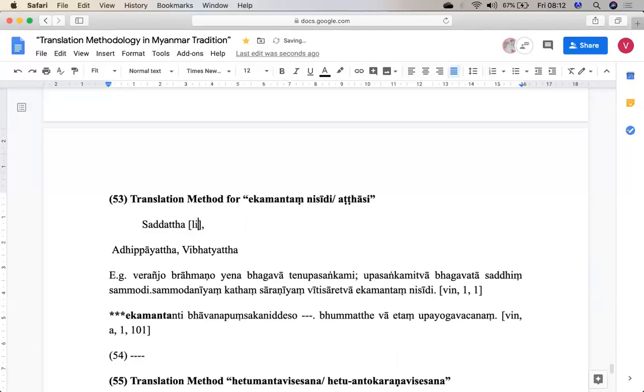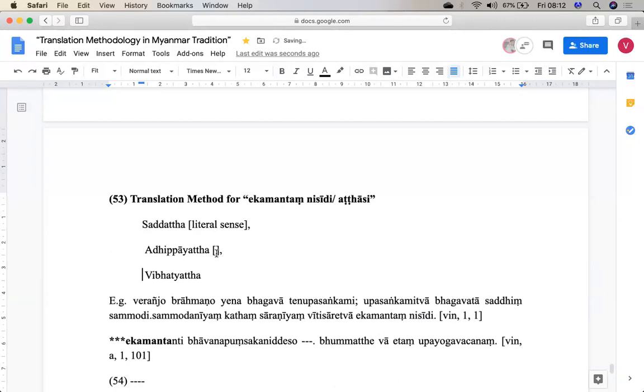That time, so literal sense, literal meaning. And so adhippāyattha, the intended sense, the meaning that should be understood. Literal meaning, intended meaning.